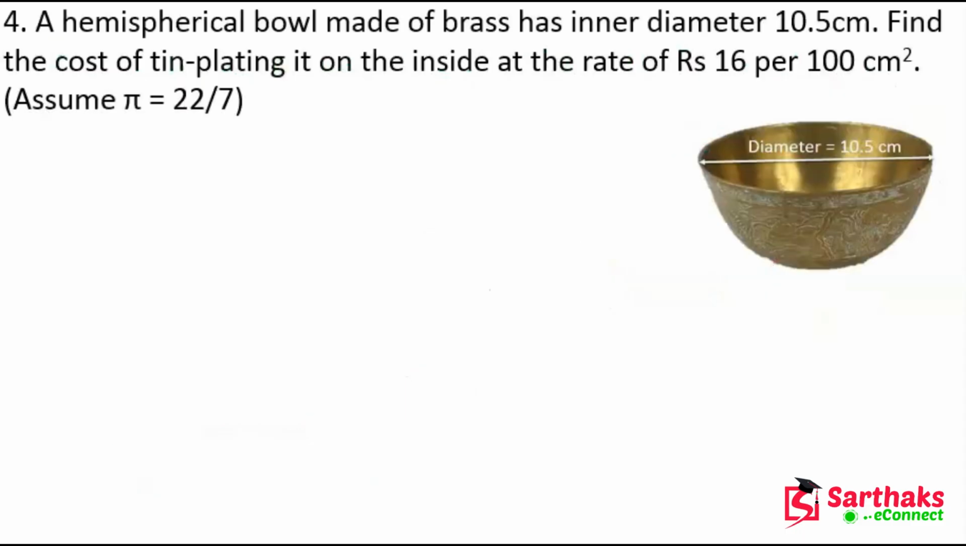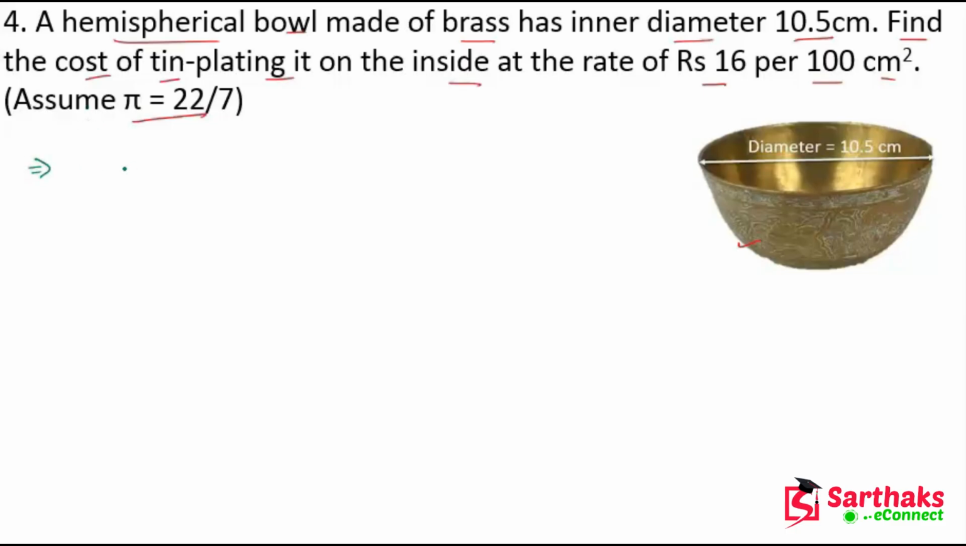So the next question here is, you can see, a hemispherical bowl made of brass has inner diameter 10.5 centimeter. Yes, it is inner diameter. Now find the cost of tin plating it on the inside at the rate of 16 rupees per 100 centimeter square. Here we can assume pi is equals to 22 upon 7. So here we will tin plate the inside of the hemisphere. So we need to find the curved surface area of the hemisphere.